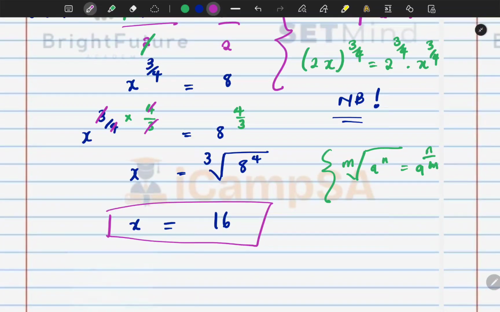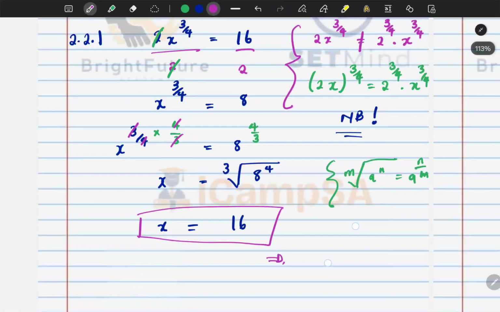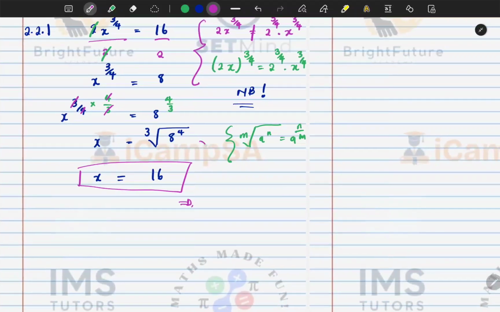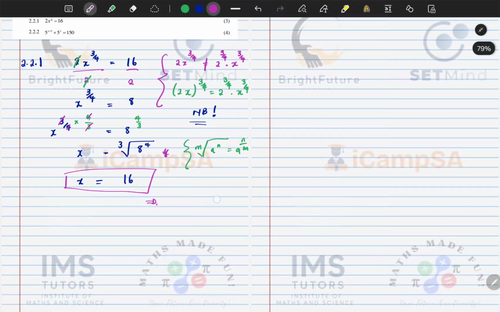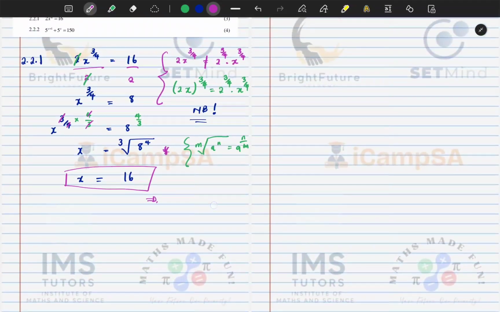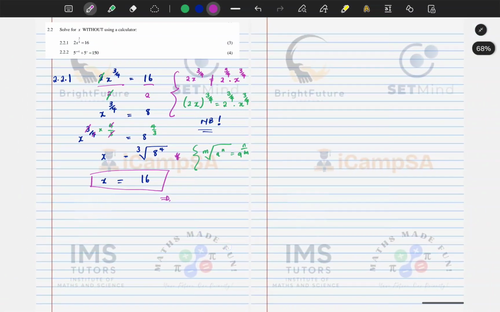It ends there. You could have left it here if you can't solve it further, which is still not a problem, but x is now equal to 16. Now let's look at 2.2.2.